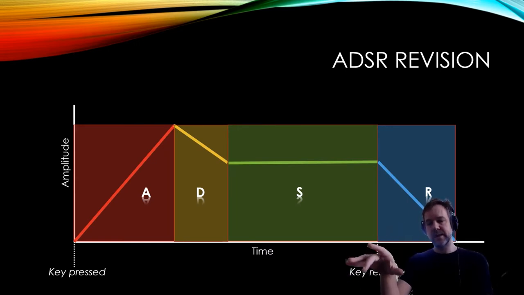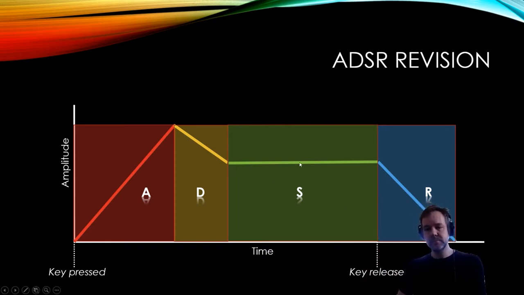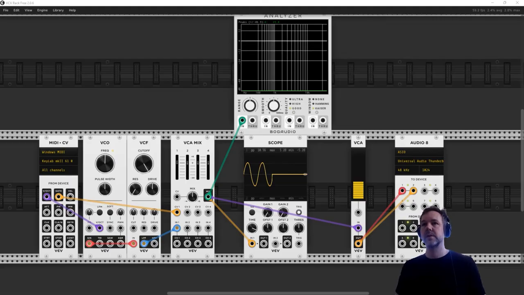So as long as I've got my finger on the note, it will play this sustain level, whatever that sustain level is. And then when I let go, we've got our release. And that's how long does it take us to go from the sustain level to zero, to silence, right? And that's what we can use here. So let's see if we can get that working.